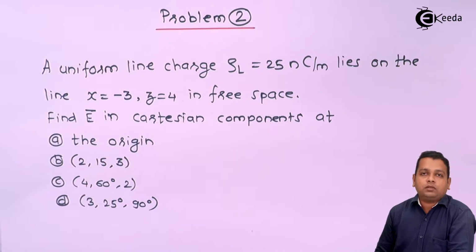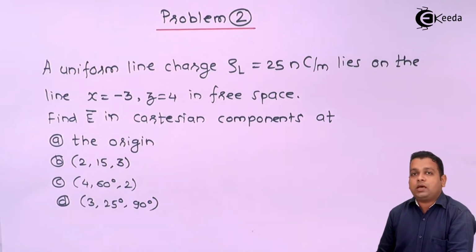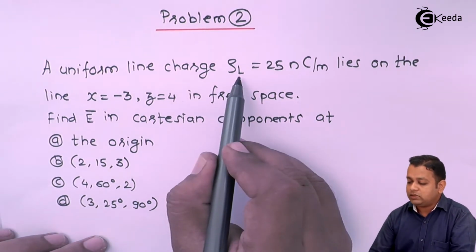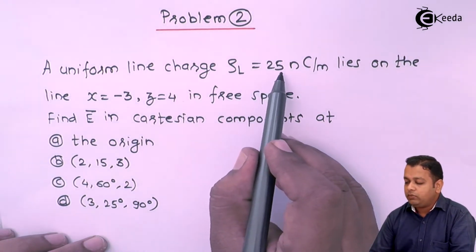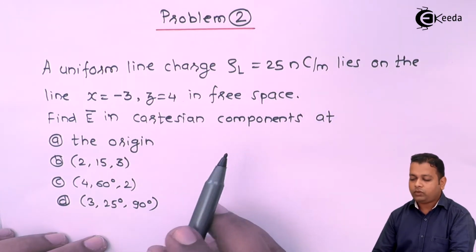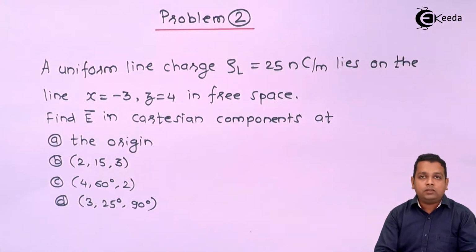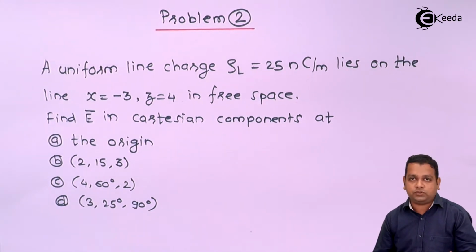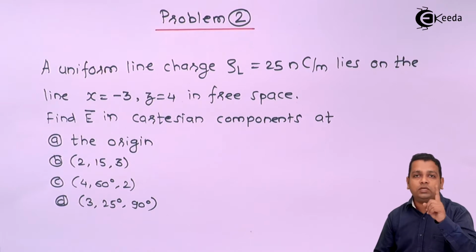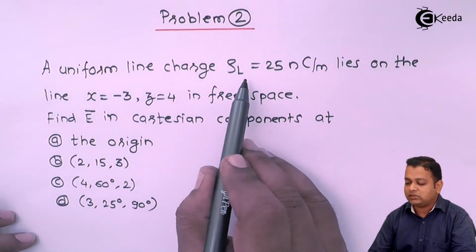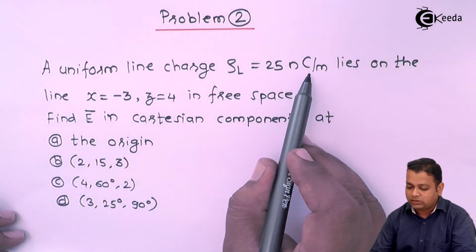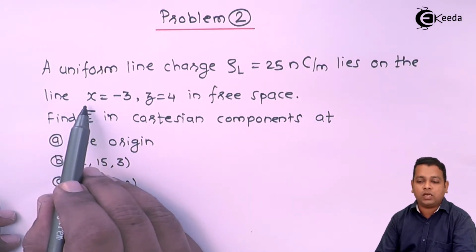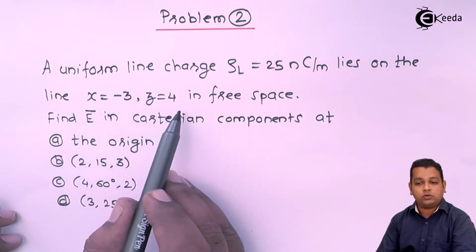Now, if we look at the problem statement, the given data is that we are provided with line charge density. Line charge density is rho L, 25 nanocoulomb per meter. Now, in the previous problem, there were two line charges. They were infinite and uniform distribution. Now, here we have only one line charge. So, that line charge has this particular line charge density, and the location can be determined by the values x is equal to minus 3, z is equal to 4.